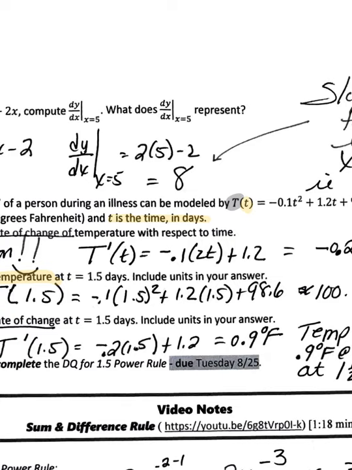For the next one, we're looking for the rate of change. Rate of change is the hint that we want to use the derivative. So we substitute 1.5 days in for the derivative. Here's our derivative. So we put the t in, and we get 0.9 degrees Fahrenheit. Now this is a rate of change. So that's saying the temperature is rising at 0.9 degrees Fahrenheit each day after 1.5 days.